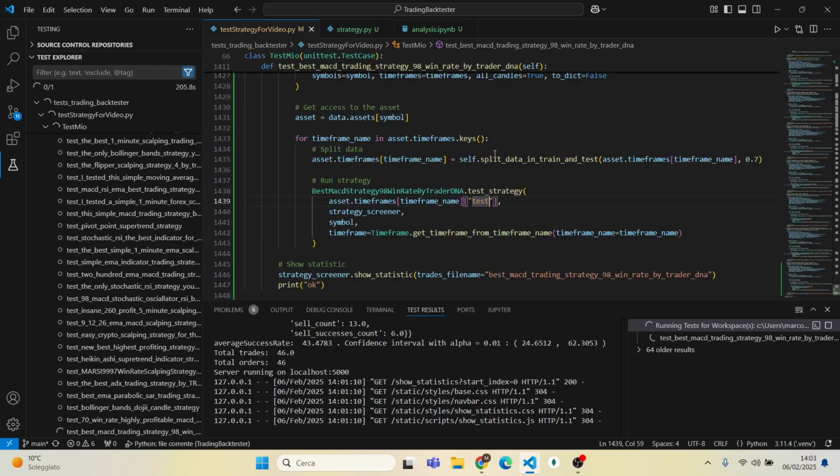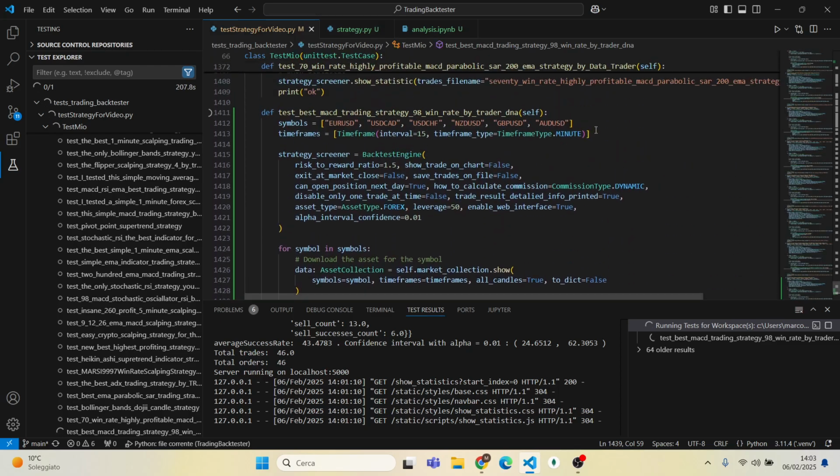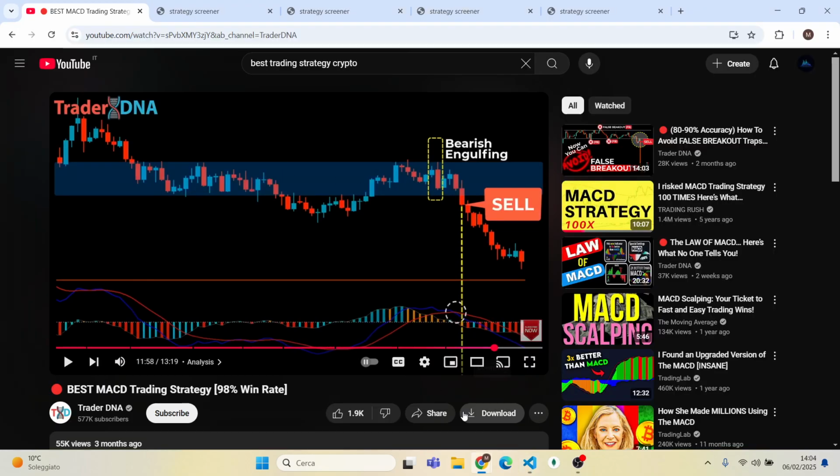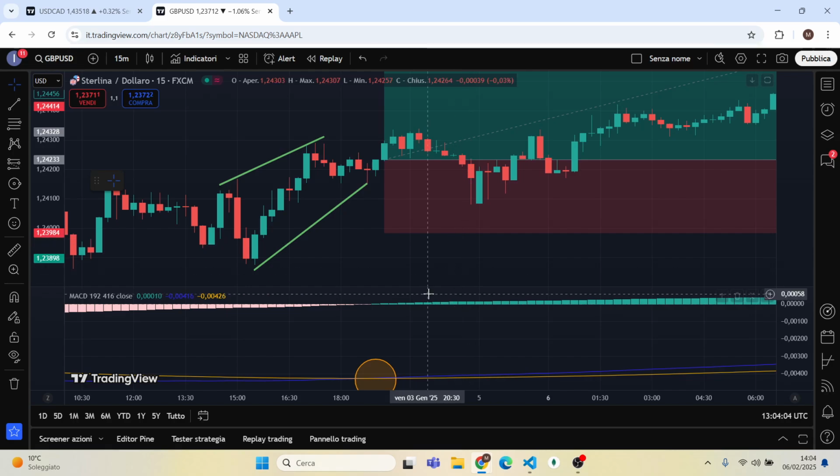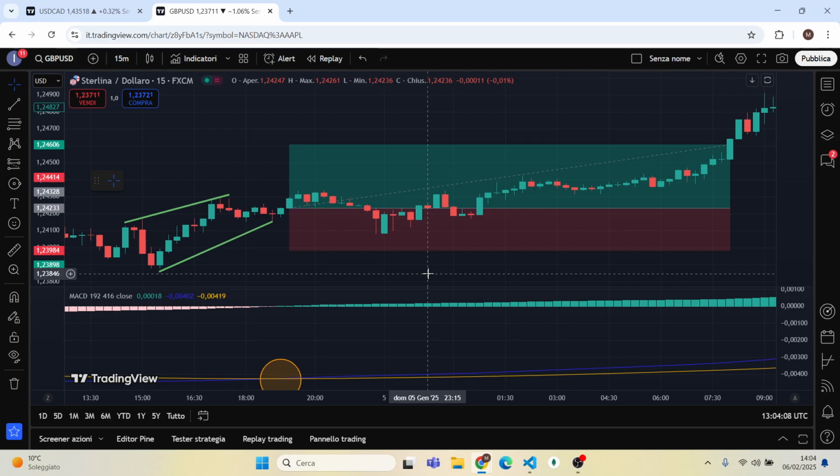I'm going to backtest it on these forex symbols and on the 15-minute time frame with a risk to reward ratio of 1.5, because this strategy didn't specify a risk to reward ratio, so I chose 1.5. So let's jump on the chart and see some trades so you can clearly understand how this strategy works. Here we can see the first trade of this strategy.